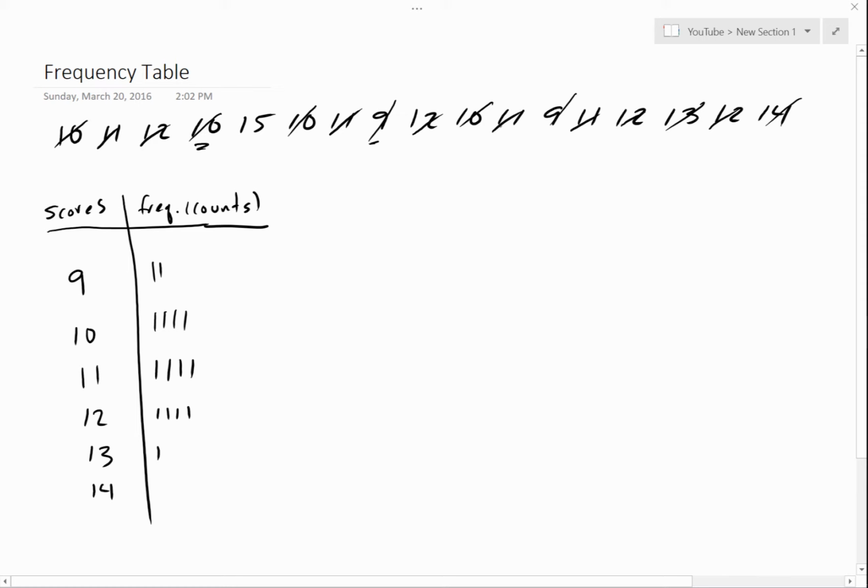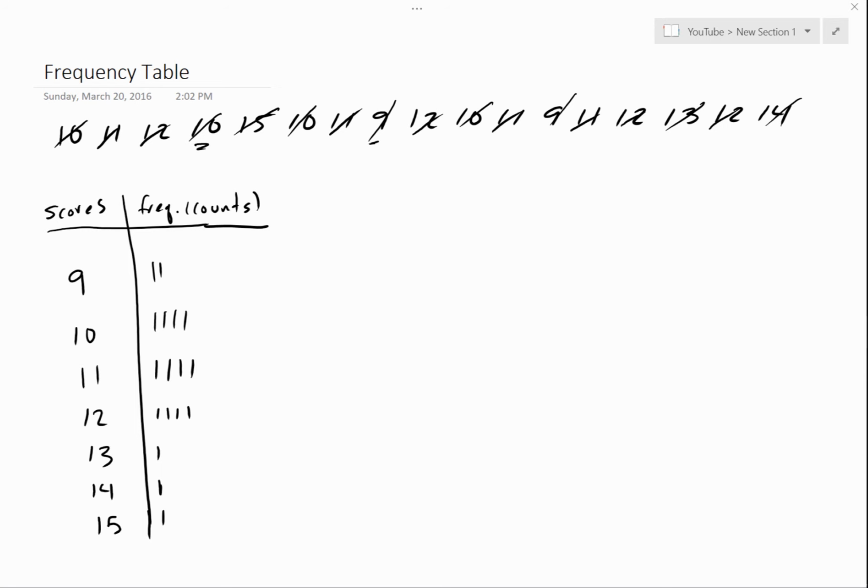Any 14s? I think I only have 1. And do I have any 15s? Yep, just one of them. Okay. There's our frequency table, which is pretty straightforward.